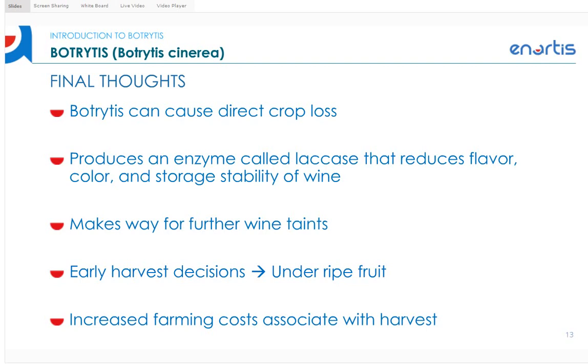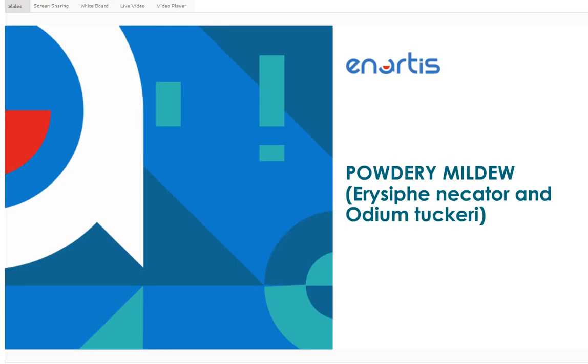Because of the risk of botrytis with late season rain events, premature harvest decisions will be made ahead of these rains, and you can sacrifice certain quality parameters that you're aiming for. And then another obvious effect is that you can have increased economic costs resulting from the need of sorting and disposal of damaged bunches. So now to move into powdery mildew.